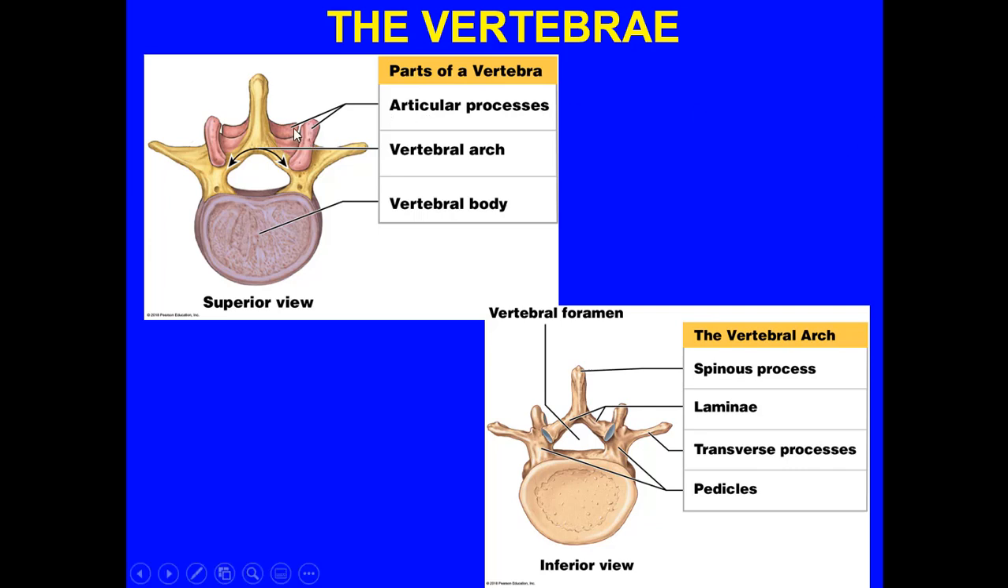So here are our articular processes. Here is our vertebral arch, and here is our vertebral body. When you talk about the vertebral foramen, there it is. When you talk about the arch, there are several components that you need to know. First, the pedicles. Next, the transverse processes. Then the lamina, and finally the spinous process.